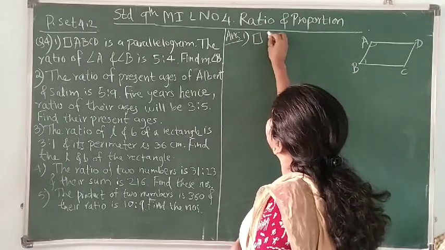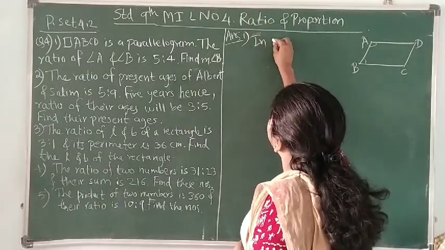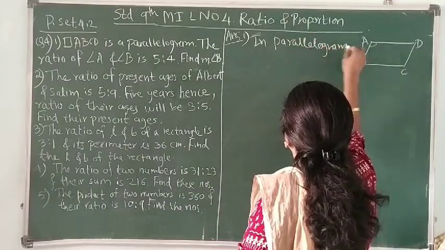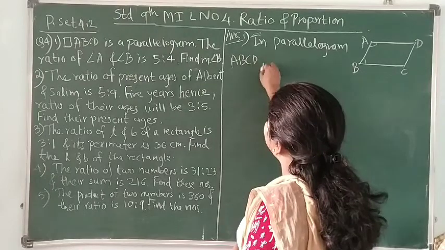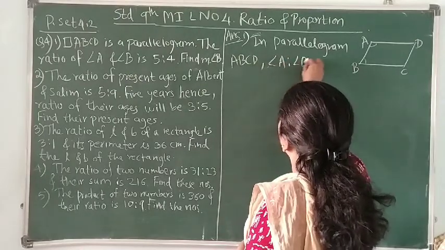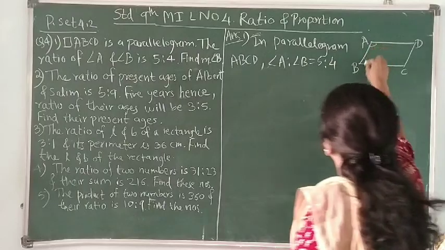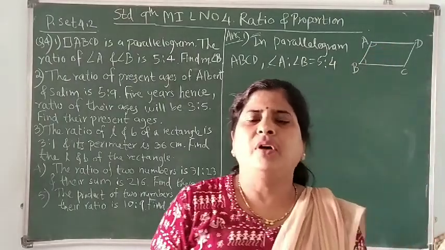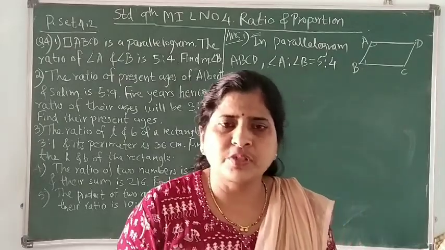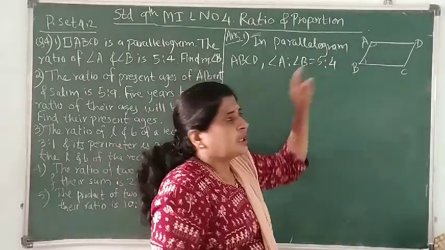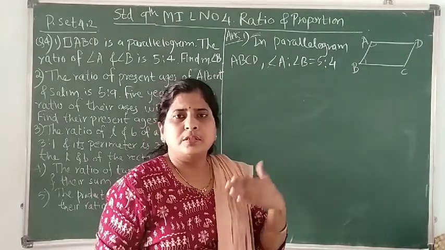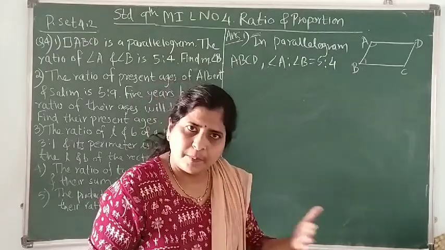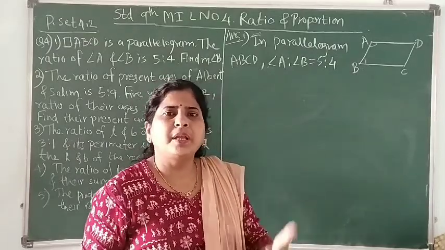So we will write, in parallelogram ABCD, what's given to us? Angle A is to angle B is 5:4. So this ratio is given to us as 5:4. We know that when the ratio of two things is given, to get the actual numbers, we have to multiply the numbers in the ratio by a non-zero constant. Here the non-zero constant can be taken as a common multiple, maybe it can be taken as x.